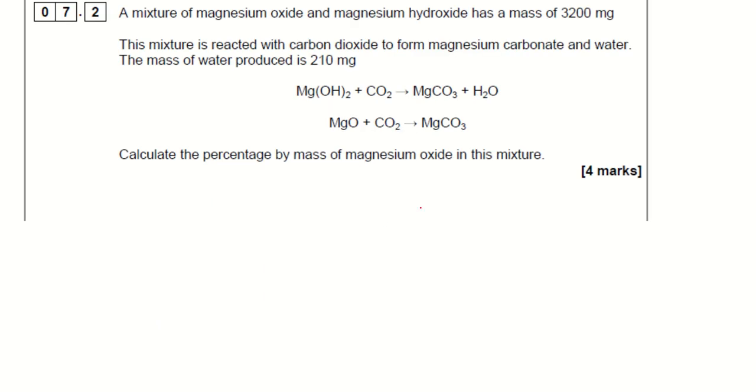Right, here we had to calculate the percent. This was a difficult question, but fairly reflective of a AS chemistry difficult question, guys.